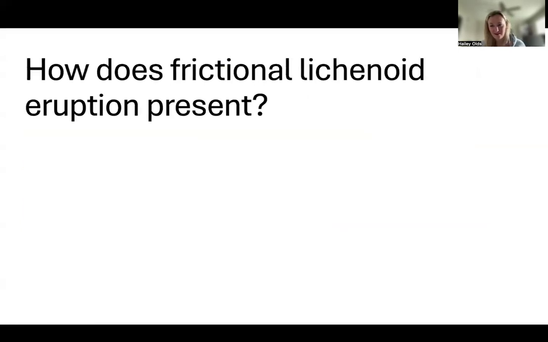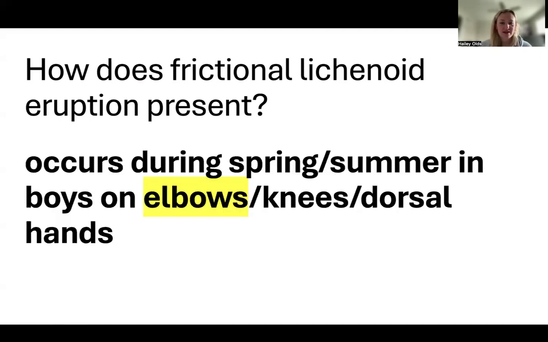Okay, moving away from classic atopic dermatitis and more into just eczematous things. How does frictional lichenoid eruption present? So it occurs in the spring and summer in boys on their elbows, knees, and dorsal hands.